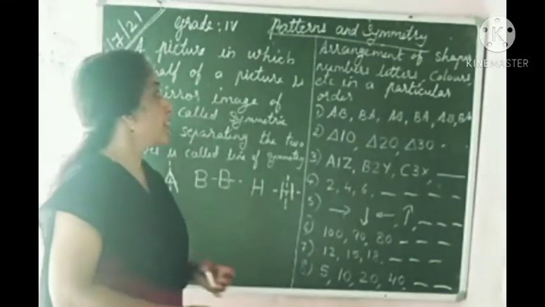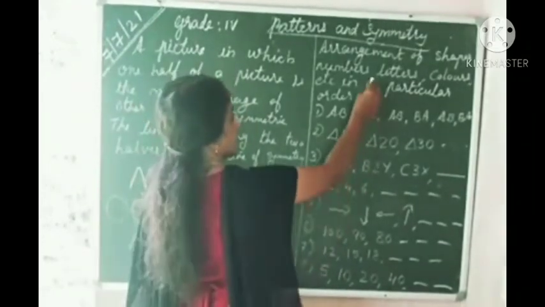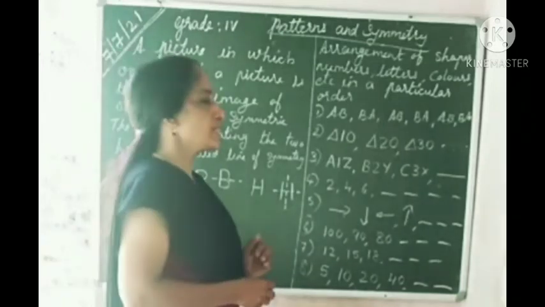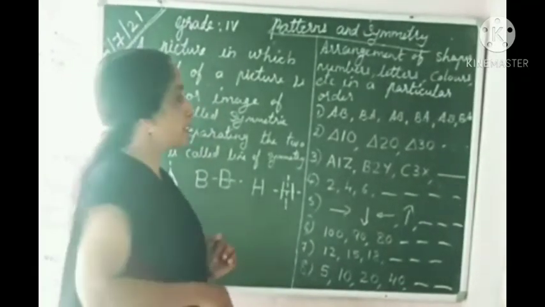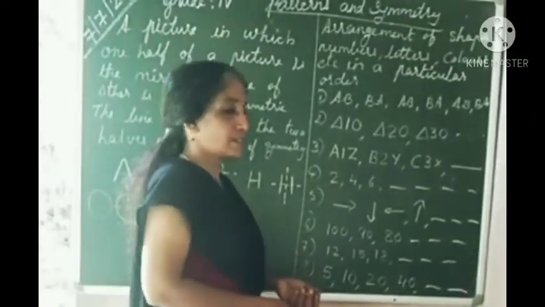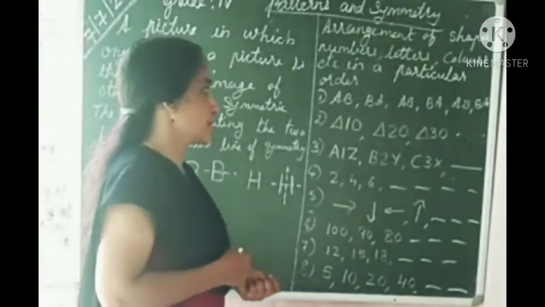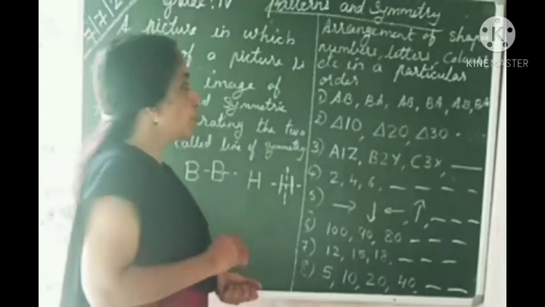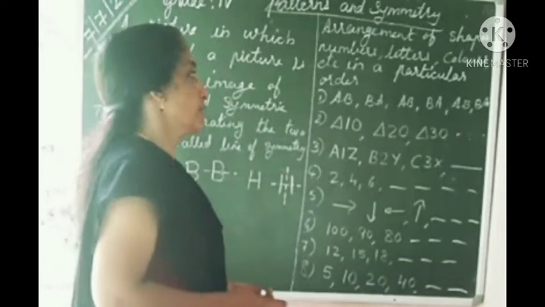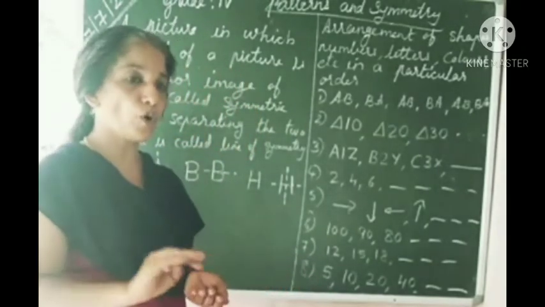What is a pattern? An arrangement of shapes, numbers, letters, colors, etc. in a particular order. Something arranged in an order is called a pattern. Sometimes it is shapes, numbers, letters or colors, and sometimes a combination of letters and numbers, or shapes and numbers. Therefore, a pattern is an arrangement of shapes, numbers, letters, colors in a particular order.